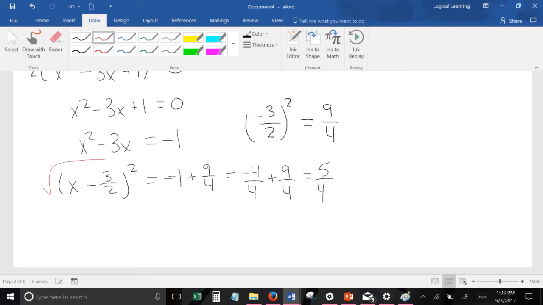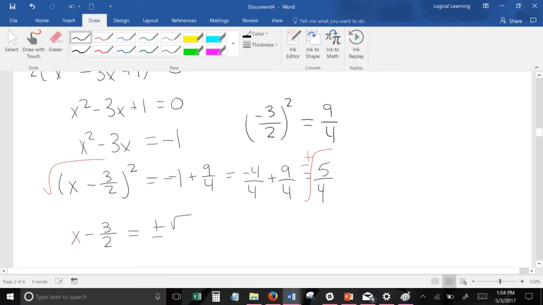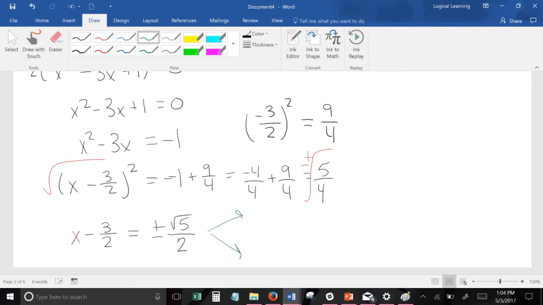Taking the square root of each side and remembering we must use plus or minus, we get x minus 3/2 is equal to plus or minus square root of 5, and then the square root of 4 is 2, so we have over 2. So here, this will give us our two responses. We're going to add 3/2 to both sides, and we're going to get x equals 3/2 plus root 5 over 2, and x equals 3/2 minus root 5 over 2. So that's one way that we can solve.